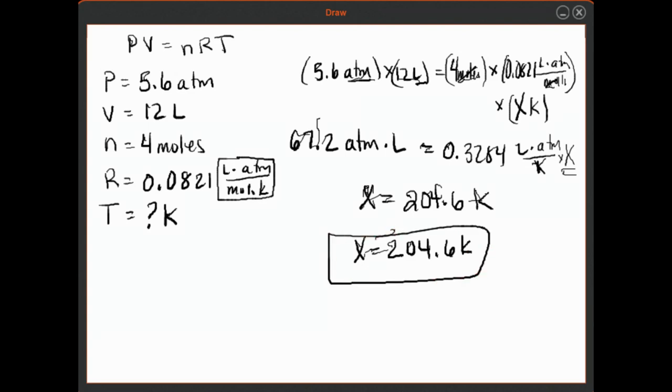This is the temperature. If you wanted to get it in degrees Celsius, if the question asked for it in degrees Celsius, you could just subtract 273 from that. But the ideal gas law is made so that you can take a set of conditions, and if you're missing one variable, you can solve for that one variable.